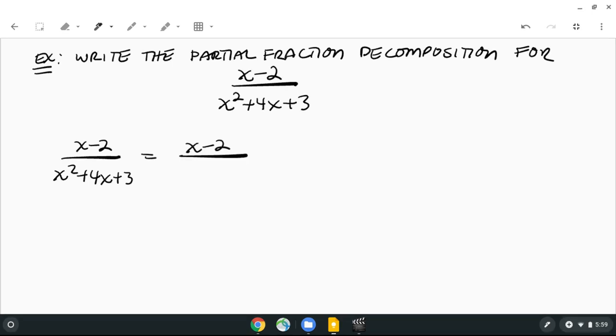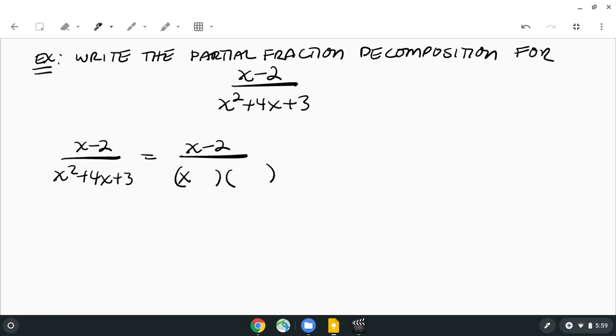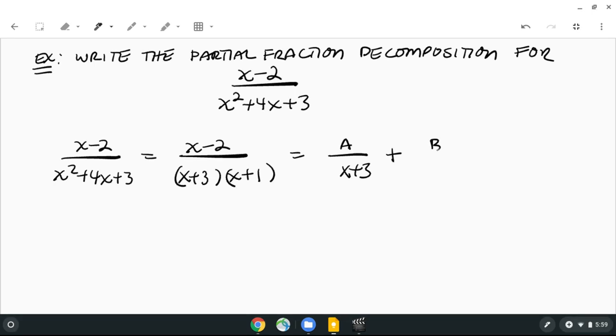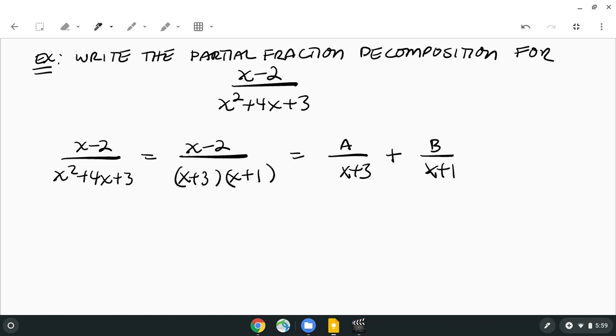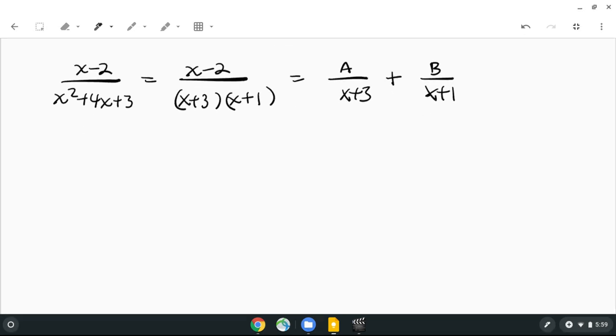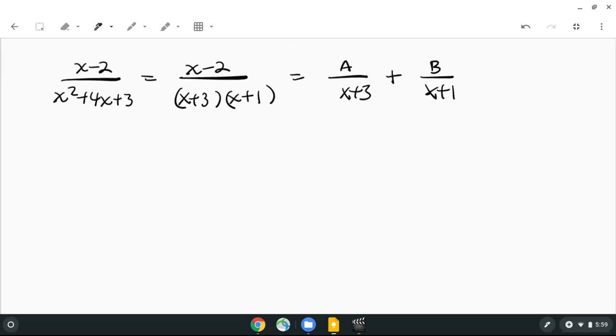Factoring this out, it looks like 3 and 1. We have linear factors here, so we're going to have one fraction, A/(x + 3), and another fraction, B/(x + 1). And we're going to have to set up a system to solve for A and B. So let's add those two fractions, A/(x + 3) and B/(x + 1).